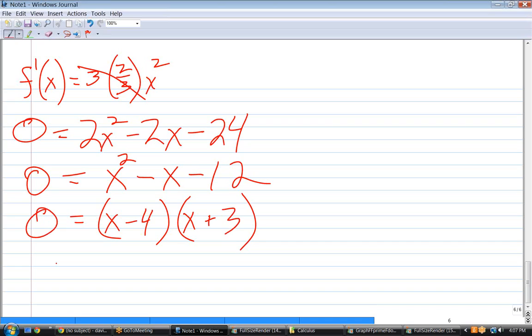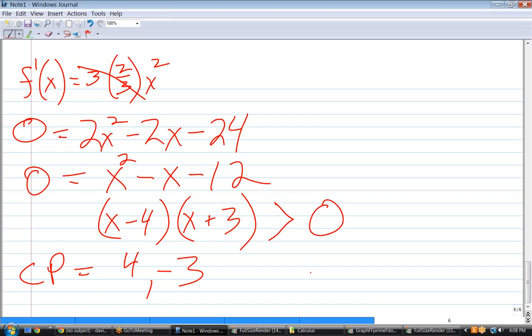Now, that means that we have 2 critical points. Okay. What are they? The critical points are negative 3 and 4. Okay, positive 4, negative 3. Now, this is a little tricky. In order to know where this thing is increasing, we want to know where that is true, correct? Yeah. Okay.